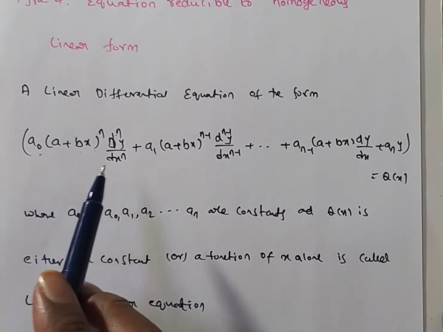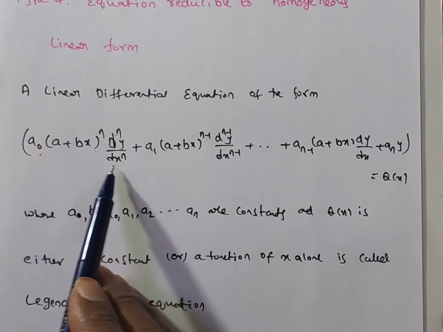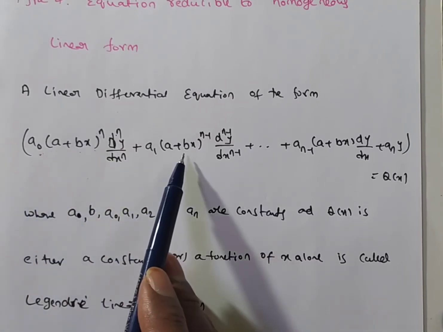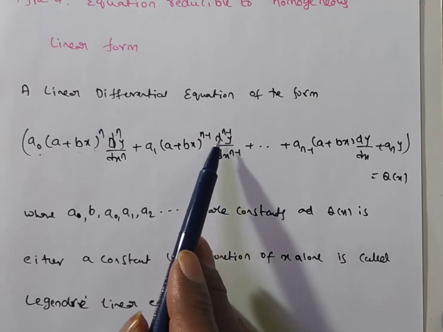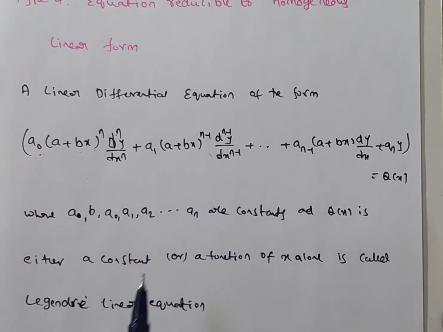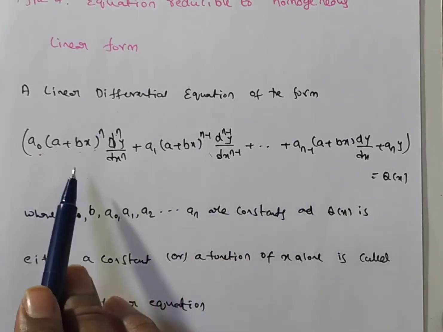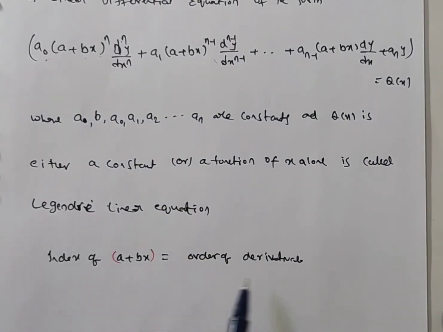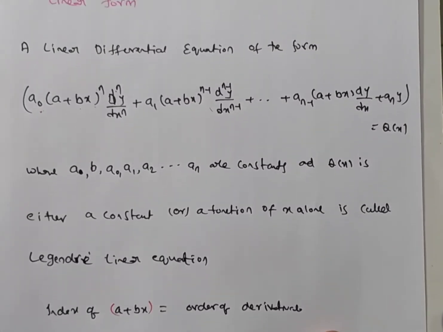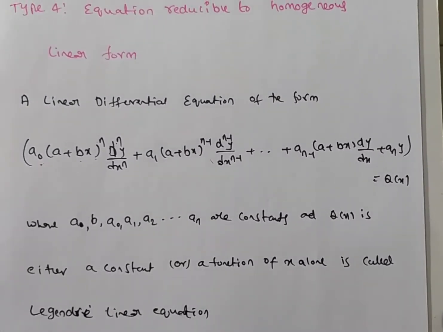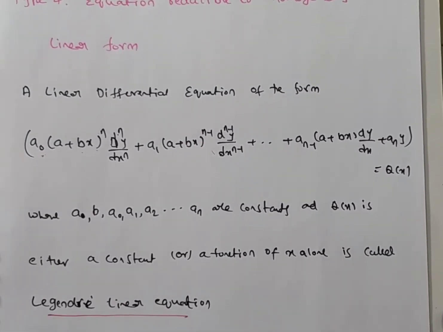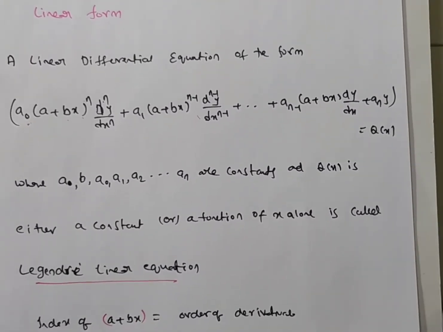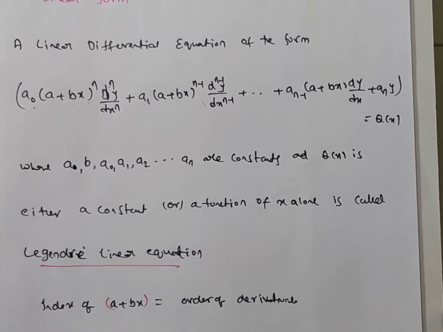So in this case you observe the order of the derivative is n, and what about the index of (a plus bx) here? n. Here the index of (a plus bx) is n minus 1, and the order of the derivative is n minus 1. So in each and every term of this differential equation, the index of (a plus bx) and the order of the derivative are the same. So you can say this differential equation is said to be Legendre's linear equation. Okay, Legendre linear equations. Now we have to solve these types of problems in this unit.